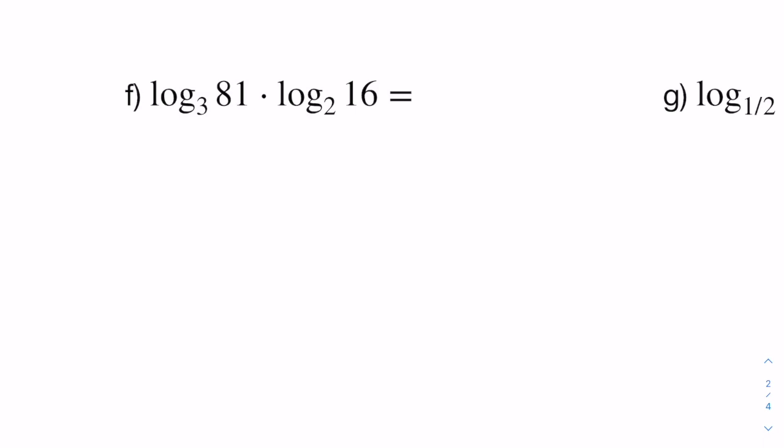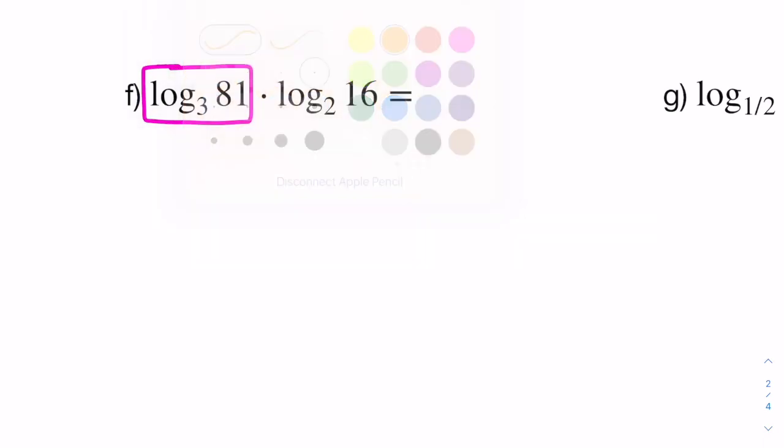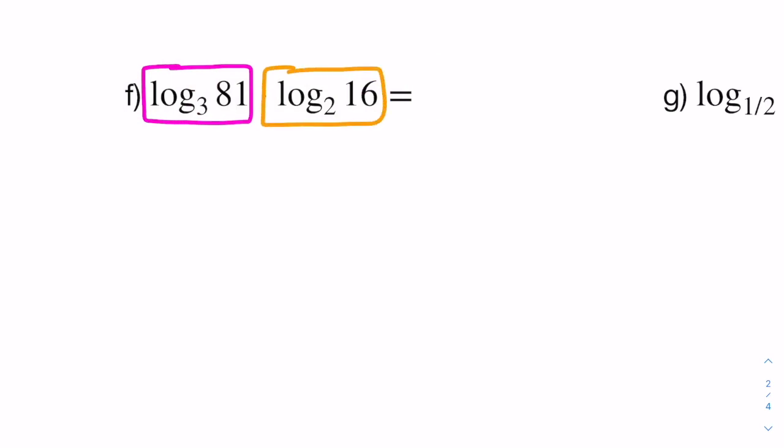So for this one, I would say let's figure out what this is. Then let's figure out what this is. And then, sorry, there was a little multiplication dot in between. Then you can figure out what to multiply. So this one would be 3 to what power is 81. And this one would be 2 to what power is 16.